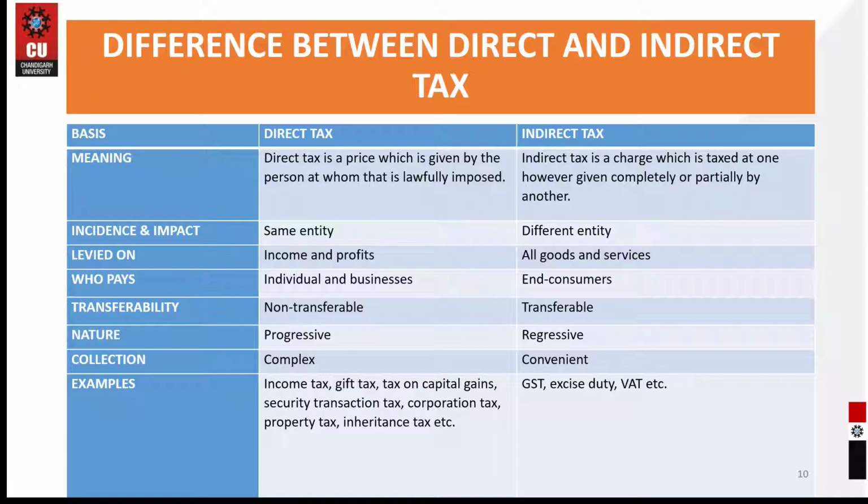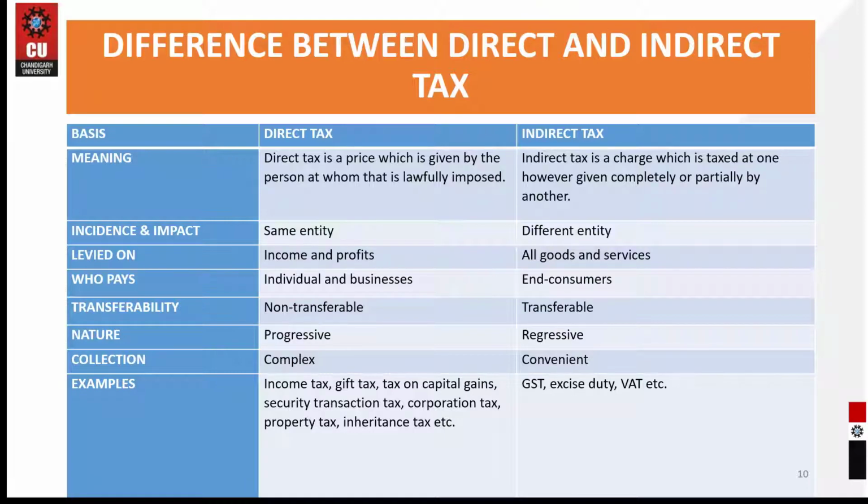Moving further, let us talk about the transaction on which these taxes are levied. Direct tax is levied on income and profit, whereas indirect taxes are levied on all kinds of goods and services. Now the question arises: who pays direct tax and who pays indirect tax? Direct tax is paid by individuals and businesses, whereas indirect tax is actually paid by the end consumer. Indirect tax is actually going out of the pocket of the end consumer. At the end, the person who is consuming the final goods is actually paying the indirect tax. But it is not so in the case of direct tax.